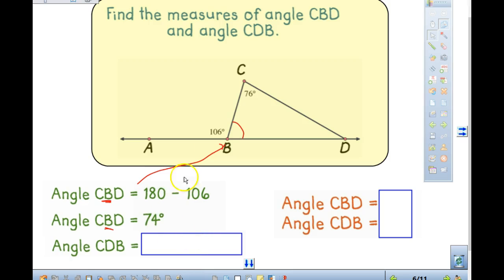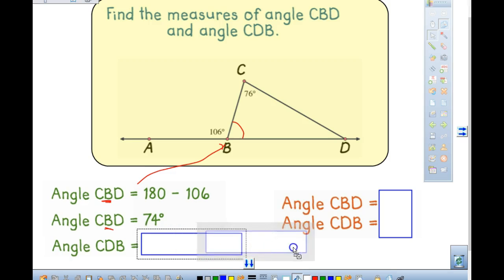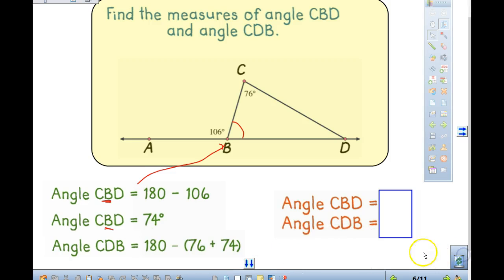If I'm now looking at C to D to B, that's this angle here, there are two ways of finding it. One way is taking the 76 plus 74 and subtracting from 180, right? So once we know one of our angles, and some of you, I would suggest that you write it in here. You don't have to.